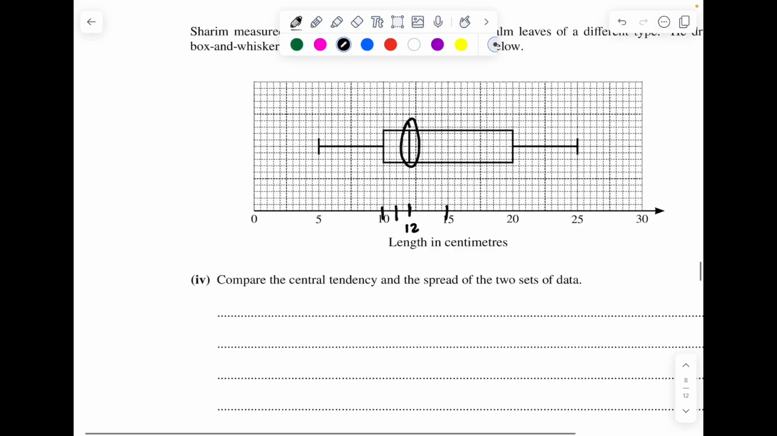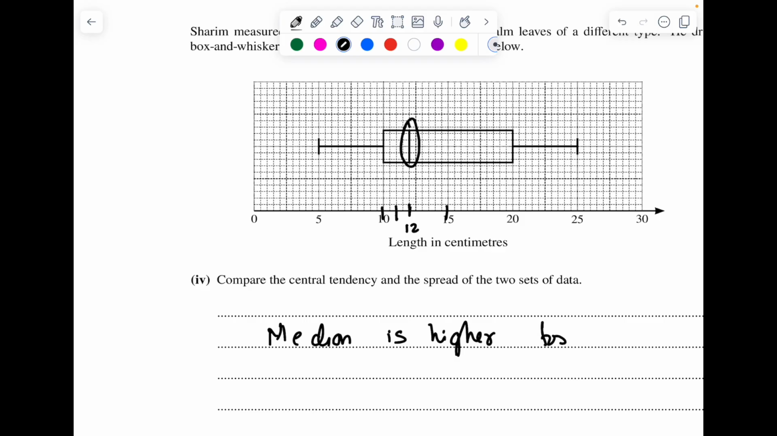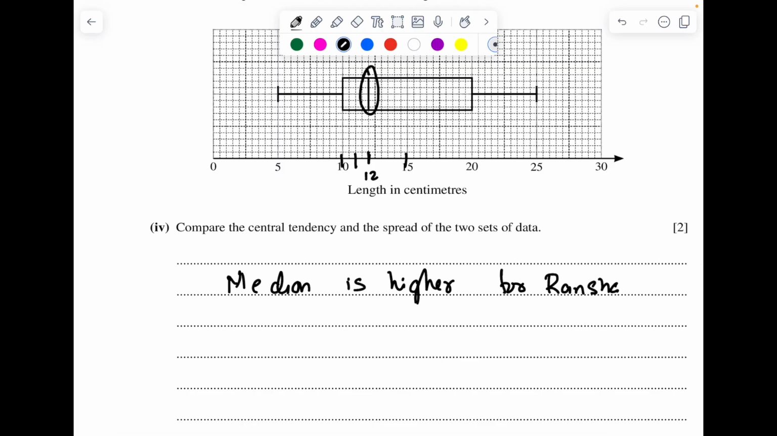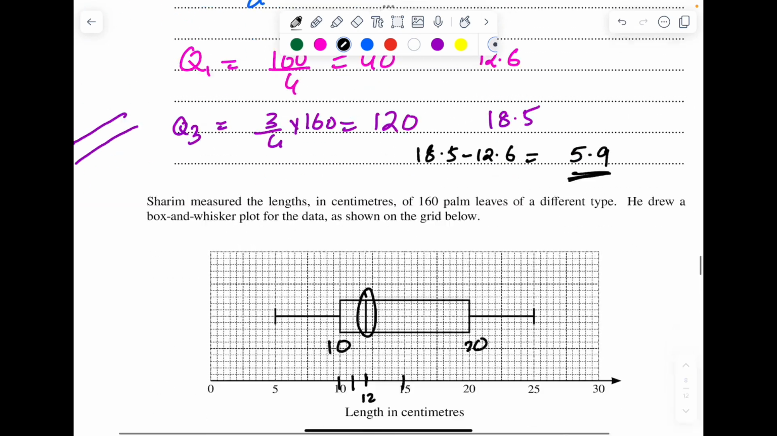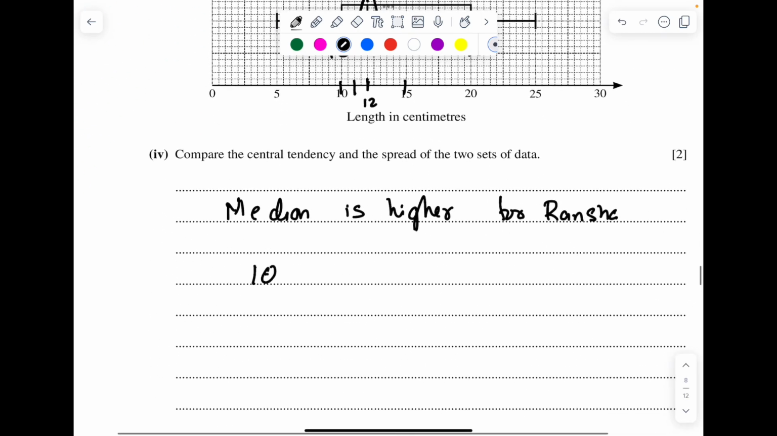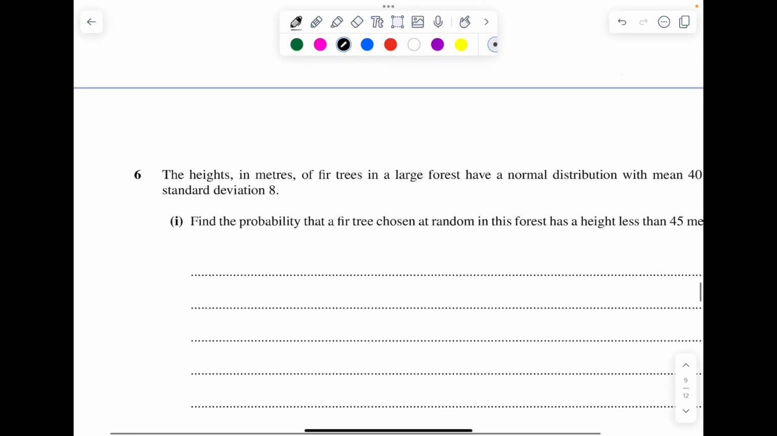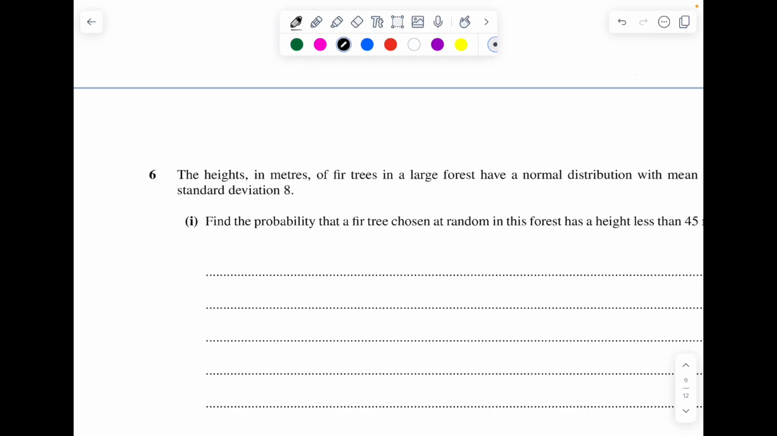So median is higher. Median is higher for Ransha. And any other one? Over here, this Q1 is 10 and this is 20. So the interquartile range is 10, whereas the interquartile range is 5.9. So IQR for Ransha is lower. 2 marks, 2 points.